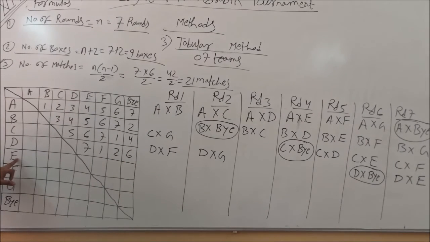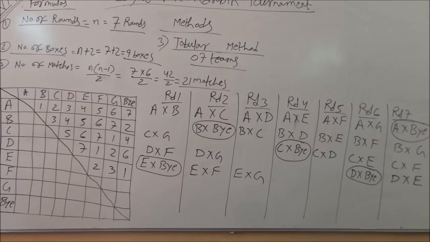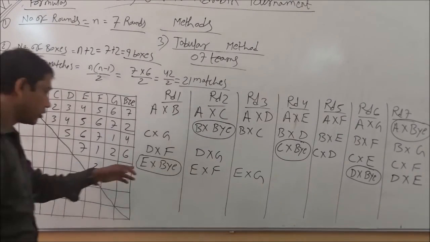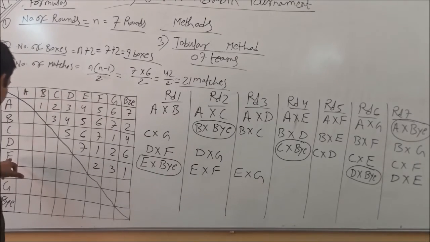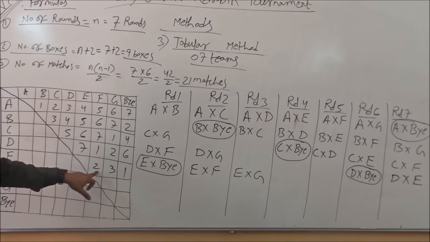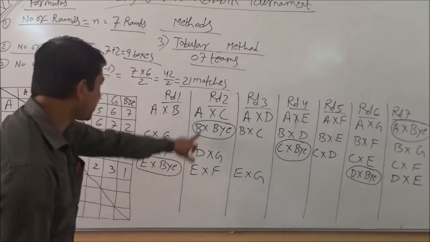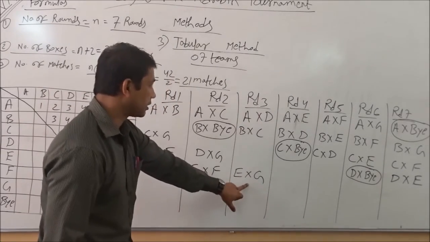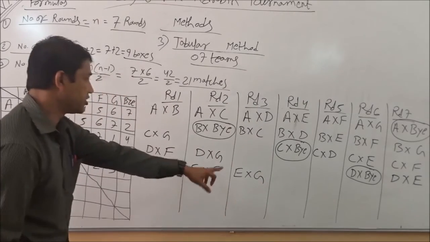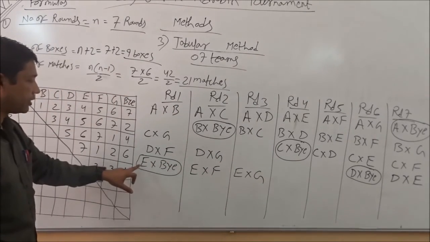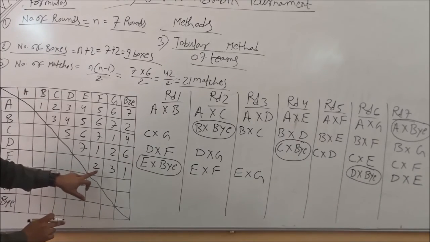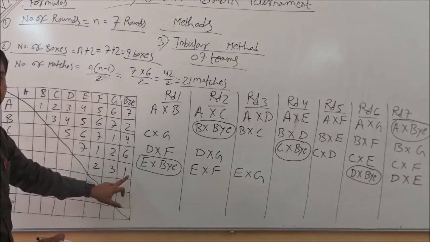Next team is E. So E will be playing. So dear students, let's see for E. He has started playing from round 2, that is E is playing with F. Round 3, E is playing with G, and moving forward E has been given bye in round number 1. So we have just placed the numbers 2, 3 and 1.